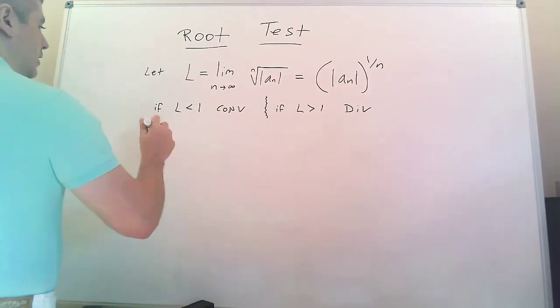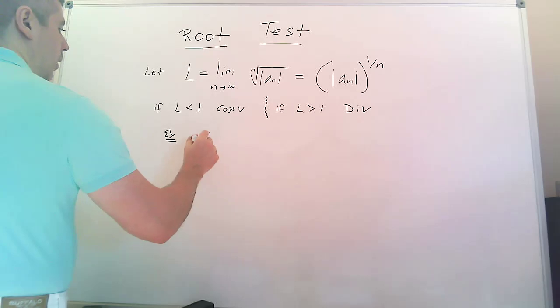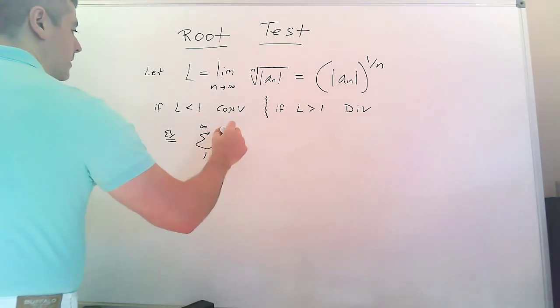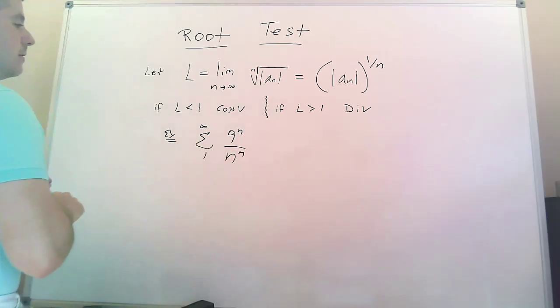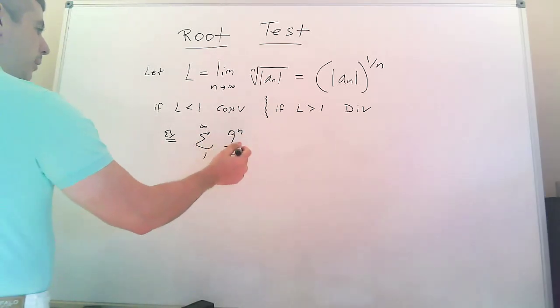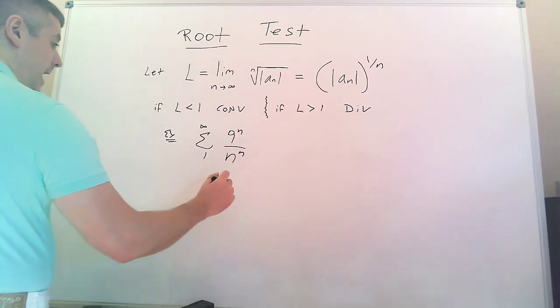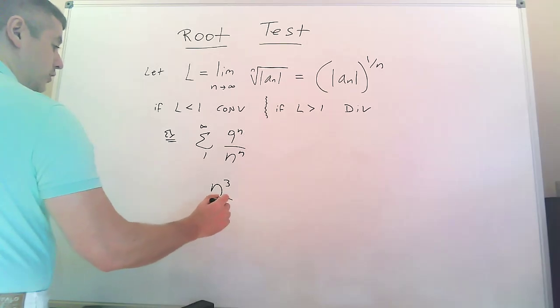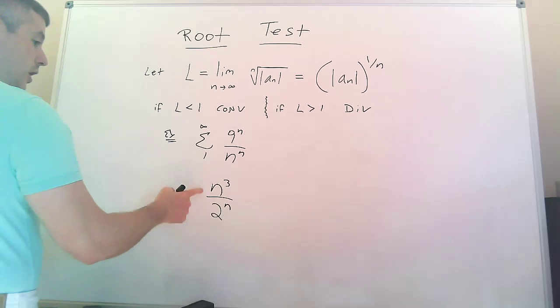So look, I could show you how simple this is. Like if you had the sum from 1 to infinity, and let's say you had 9 to the n over n to the n. Very simple. They both have an n. Now, the mistake I see students make is if I give you something like n to the third over 2 to the n. This is not a root test. This is a ratio test.